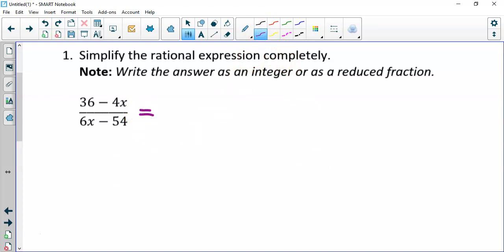Yeah, because nothing's squared, so that's why we don't worry about difference of squares or anything like that. It's just plain old x's up there. So, going to pull out a 4 because both of these can be divided by 4, right? All right, so if I pull out a 4, what do I have left? Careful. 9 minus x.